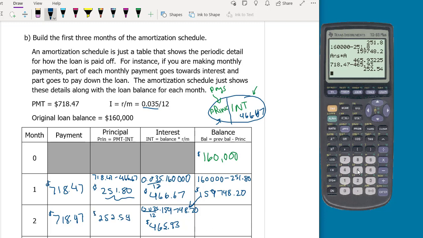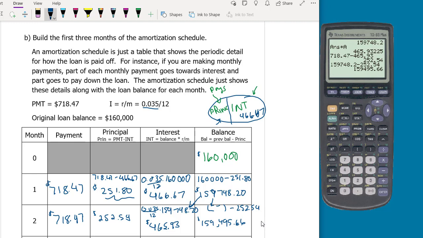And so our second balance, we're going to take the $159,748.20 and subtract off our second amount of principal, which is $252.54. So our new balance is $159,495.66. So I took this balance and subtracted off the $252.54.